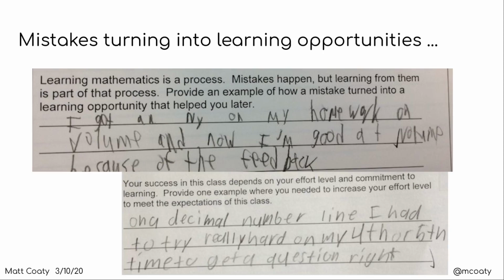And then taking a look at mistakes turning into learning opportunities. So going back to that growth mindset, talking about math being a process. Mistakes happen, but learning from them is part of that process. So provide an example of how a mistake turned into a learning opportunity that helped you later. This is a prompt that was given to a 3rd grader, and this is in their journal right after the reflection sheet.